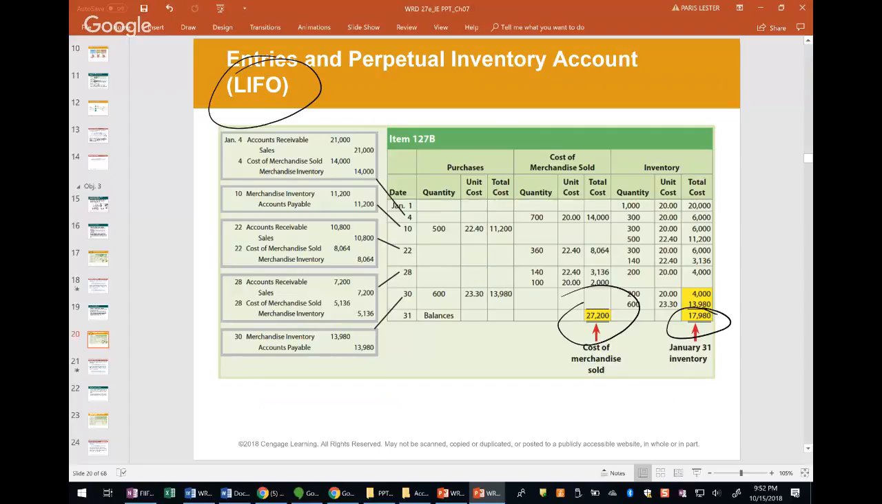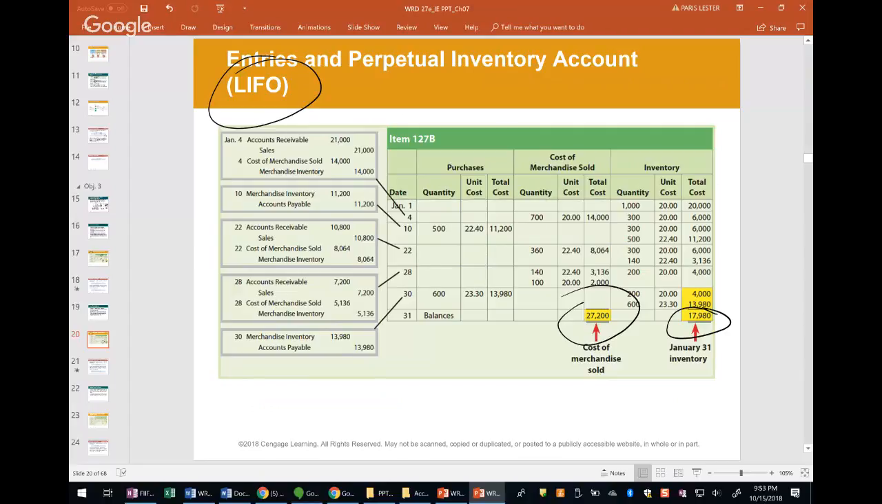Now here we sold these 360 at $22.40 out of the last units. That left us 140 at $22.40. And then we sell 200 more. That's LIFO. Let's see now.